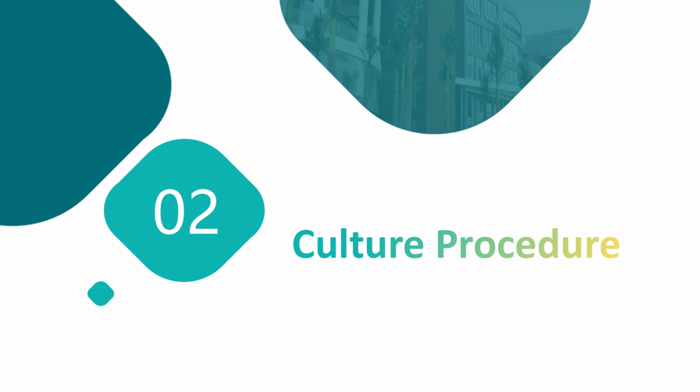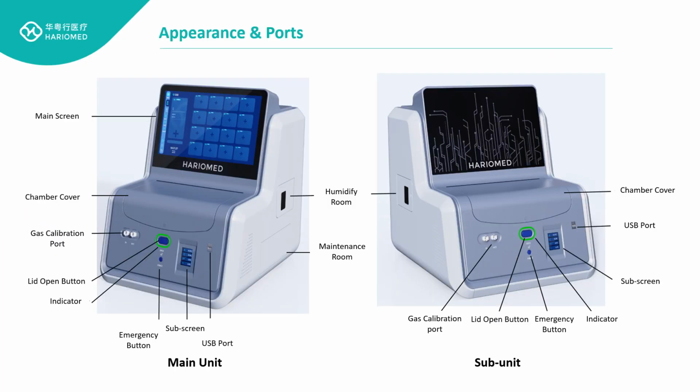Next, I would like to share the culture procedure during the daily operation with the embryo in our time-lapse incubator. Firstly, for the appearance of our time-lapse incubator, this one will be the main screen and the chamber lid, and the lid open button, and the indicator with the green light is ready to open. Yellow means the chamber is running, and red means an alarm is operating.